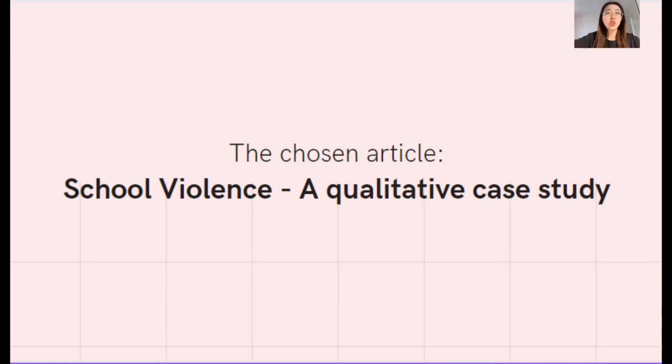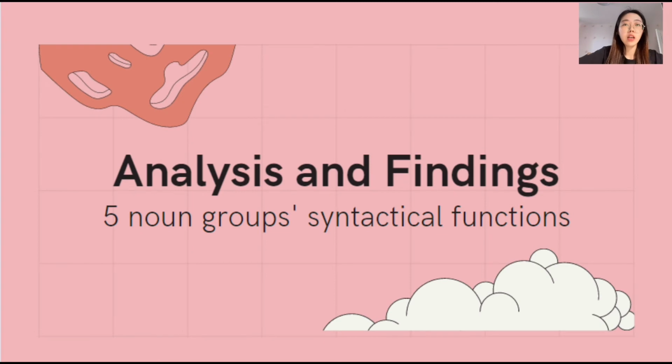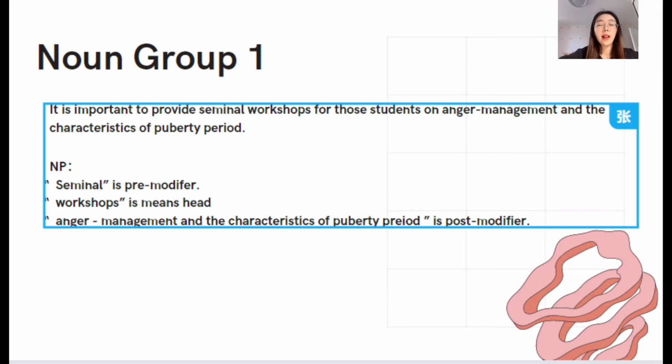The article we chose to analyze was about school violence. Okay, and the next part is to analyze and find the 5 noun groups. For the first noun group, I chose the sentence.